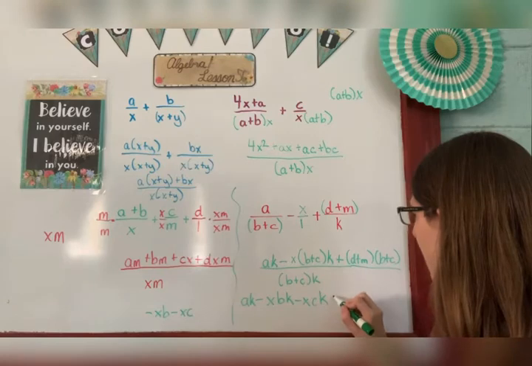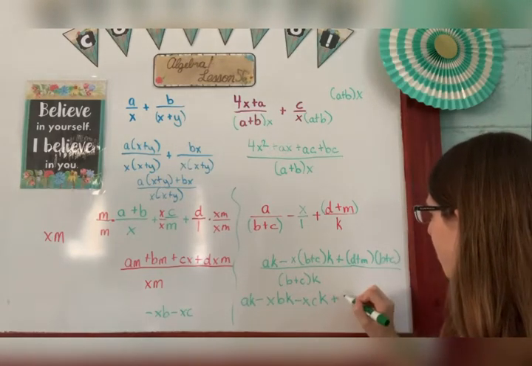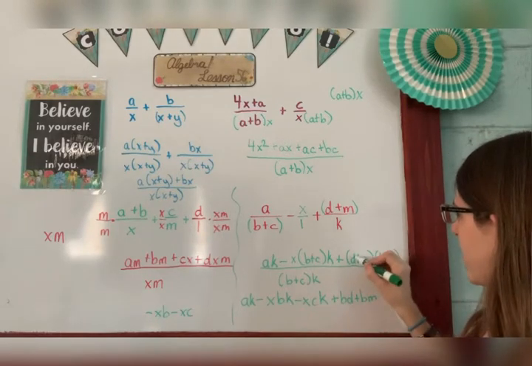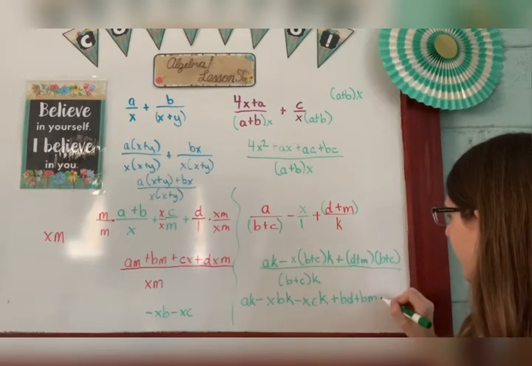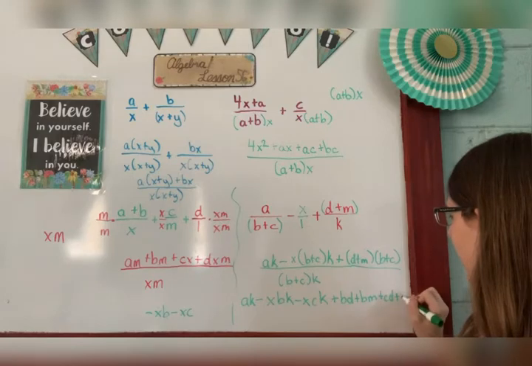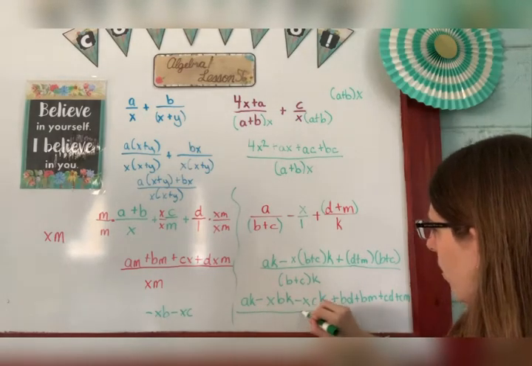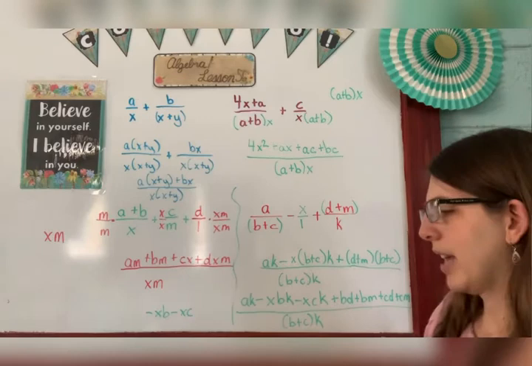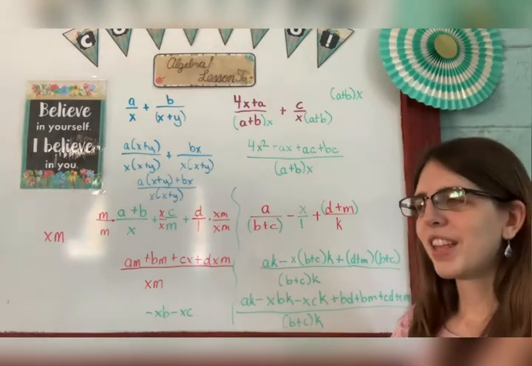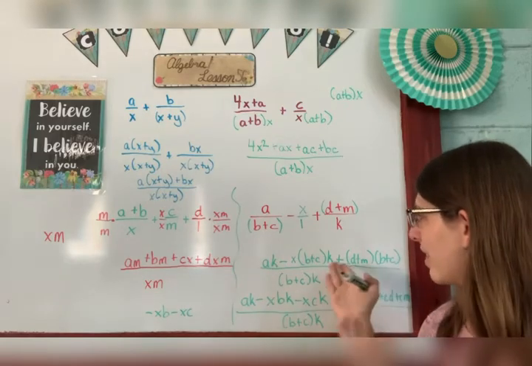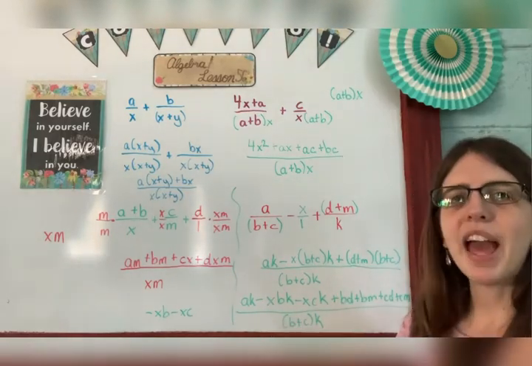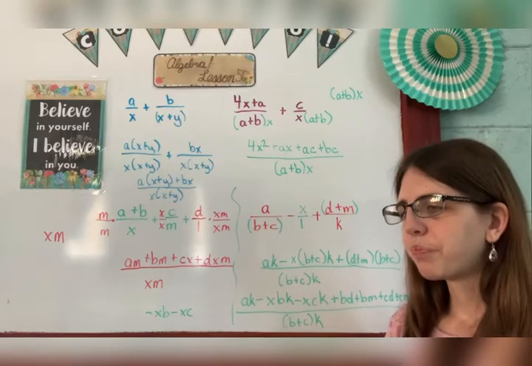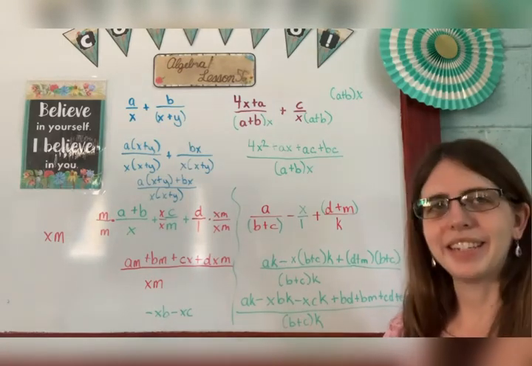Then you have plus, then on this side, b times d plus b times m. So I'm going to multiply b times d and then b times m. Then I have c times d and c times m, all over b plus c times k. Whew, that's a lot, right? You can choose to leave it like this, or you could multiply it all out. Either way, it's all the same, okay? Same answer. All right, now I want you to go and do your practice on page 208.